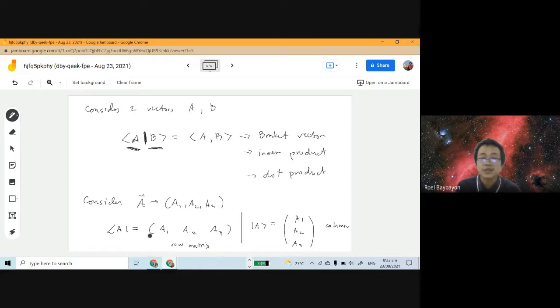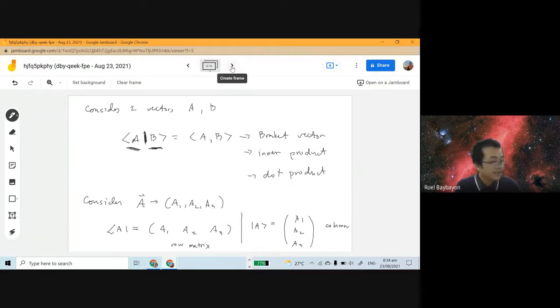This is actually in Dirac notation. So I have vector A. I have three components, A1, A2, and A3. If you write this in a bra vector A, then the components you write in a row matrix. If you use the ket vector of A, then the components you write in a column matrix.